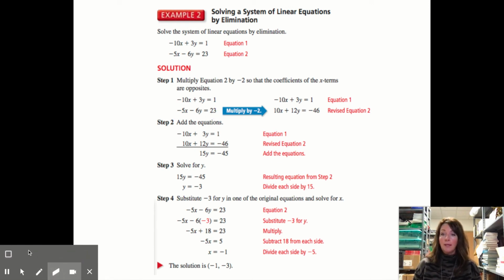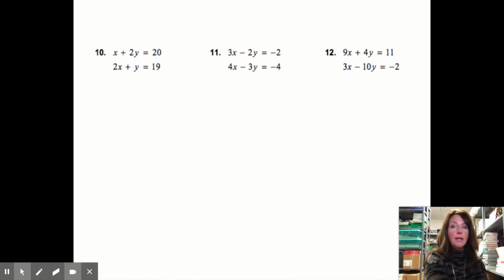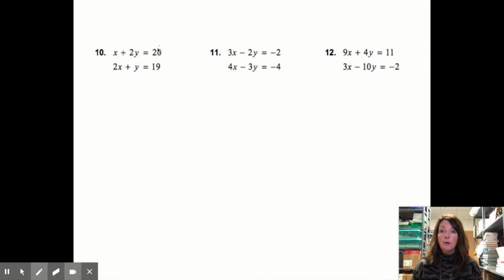So we'll look at what that looks like in the next couple examples. So obviously I've skipped around a lot, and now we're on number 10. So if I'm going to do number 10 for you, I would look at these and I see that, oh, lots of opportunities. We can multiply the top equation by -2. We can multiply this bottom equation by -2.